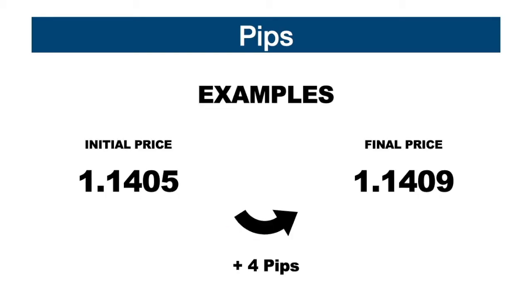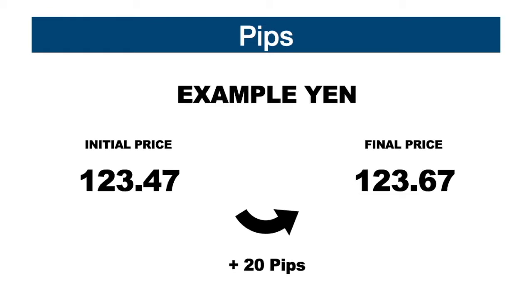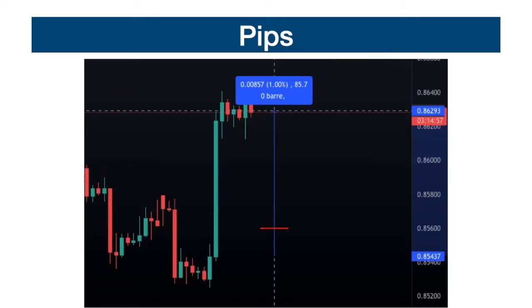Let's see some practical examples to calculate the variation of pips from an initial price to a final price. A change from the initial price of 1.1405 to the price of 1.1409 is equivalent to an increase of 4 pips. A change from the initial price of 1.1405 to the price 1.1392 is equivalent to a decrease of 13 pips. Let's now look at an example for the Japanese yen. A change from the initial price of 123.47 to the price 123.67 is equivalent to an increase of 20 pips. A pip, therefore, is the smallest unit of measurement in currency pairs, which allows us to calculate the length of the various price fluctuations.